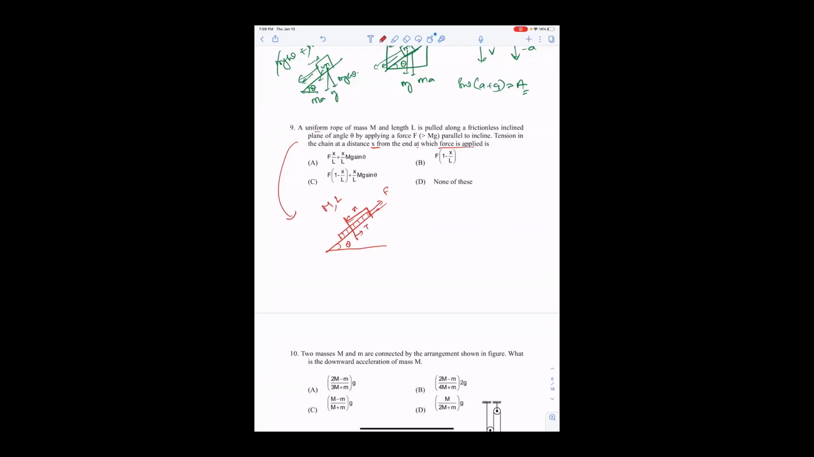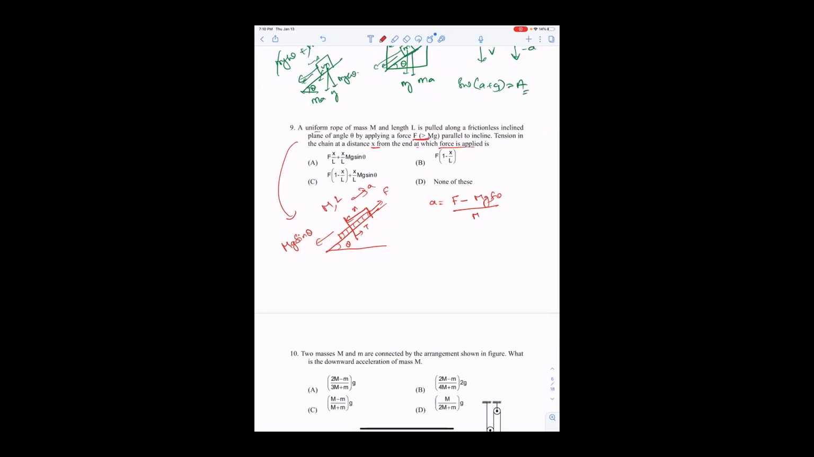Imagine the situation. Now, you know one thing, there is a downward force, capital Mg sine theta. Total mass is capital M. So the weight component is Mg sine theta, right? So what is the acceleration? Acceleration is equal to F minus Mg sine theta by M. So it is accelerating upward. He gave F is greater than Mg sine theta. If F is less than that, it will go down. F greater than that, going up. F minus Mg sine theta by total mass is the acceleration. So that is the total mass of the chain, right?